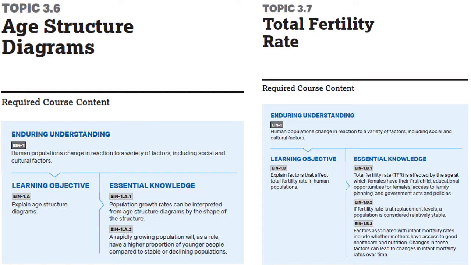We're going to be looking at topic 3.6, which is age structure diagrams. And the learning objective for that is just explain what they are. Topic 3.7, total fertility rate. The learning objective for that is explain factors that affect total fertility rate in human populations. And you'll notice that the enduring understanding for both of these is the same. Human populations change in reaction to a variety of factors, including social and cultural factors.